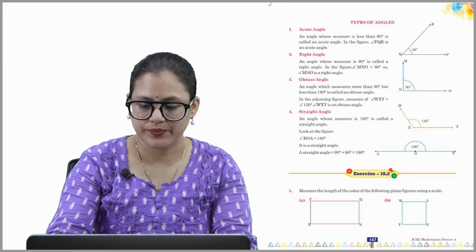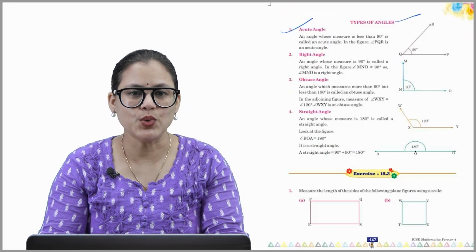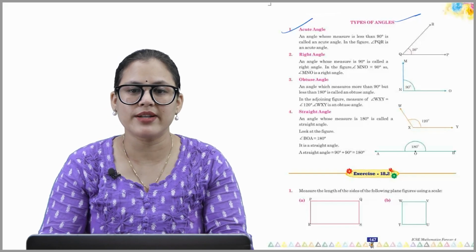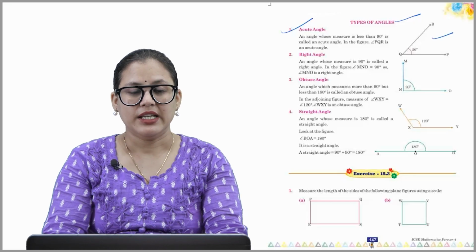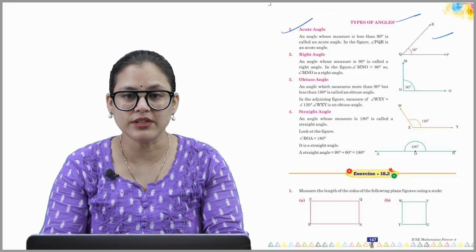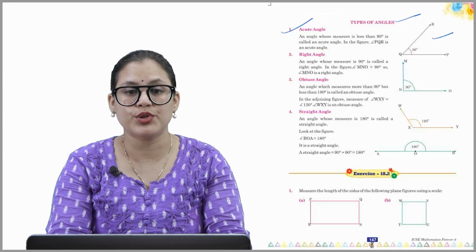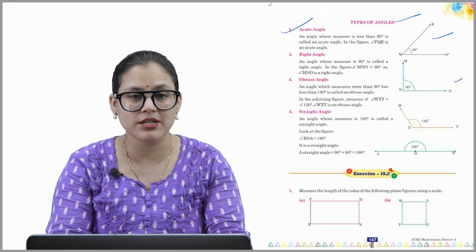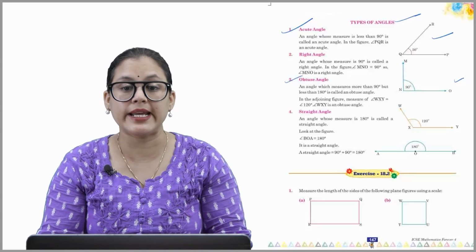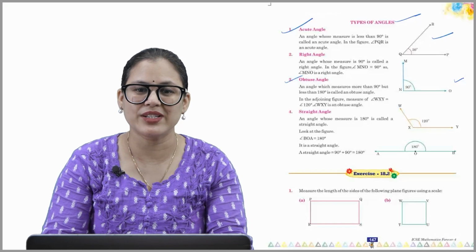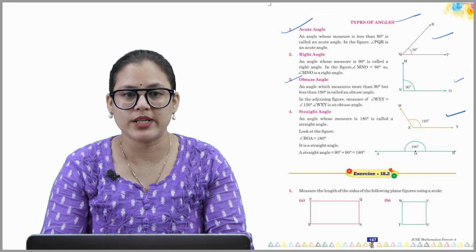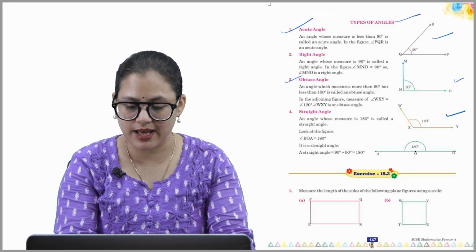Now types of angles. Number 1, acute angle. An angle whose measure is less than 90 degrees is called an acute angle. In the figure, angle PQR is an acute angle, okay, this one. Number 2, right angle. An angle whose measure is 90 degrees is called a right angle. In the figure, angle MNO is equal to 90 degrees, so this is a right angle. Number 3, obtuse angle. An angle which measures more than 90 degrees but less than 180 degrees is called an obtuse angle. So in this adjoining figure, angle WXY is equal to 120 degrees and it is an obtuse angle.